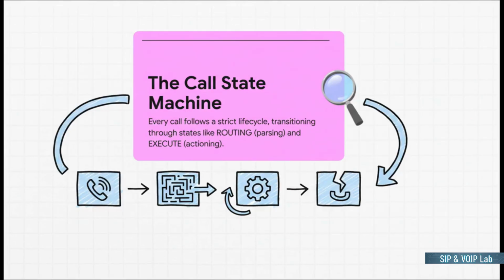And last but not least, every single call that comes through FreeSWITCH follows this very strict, predictable lifecycle. It's called a state machine. So a call will move through a series of states. It starts as new, then it goes to routing, which is where FreeSWITCH figures out what to do with it. Then it's execute, where it actually does something, like play a sound, and finally hang up. Knowing these states is an absolute game changer when you're trying to debug something.